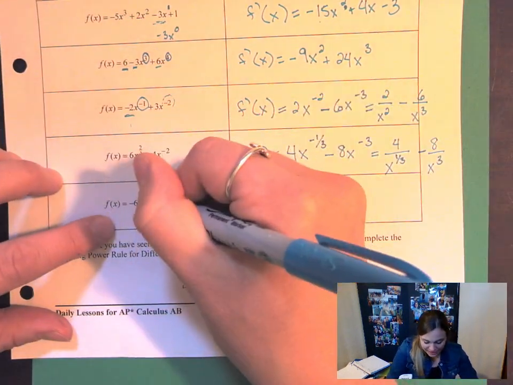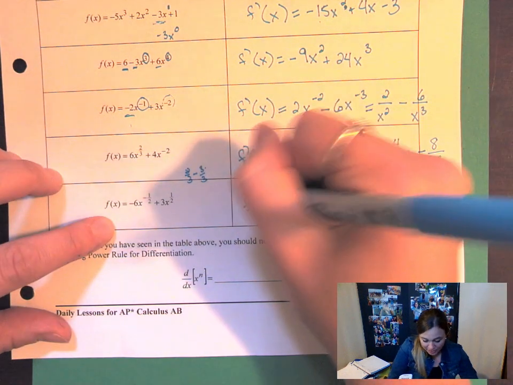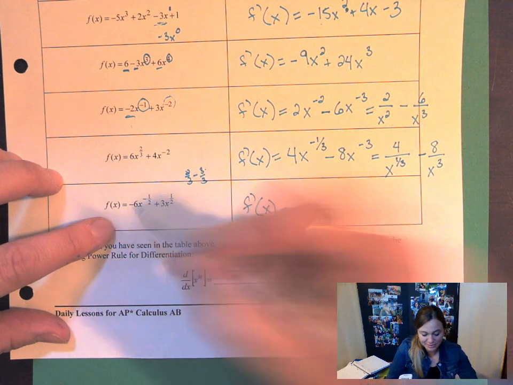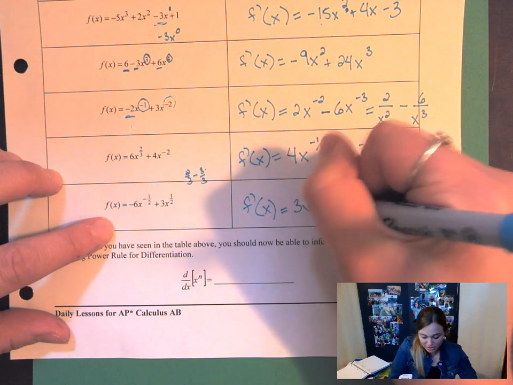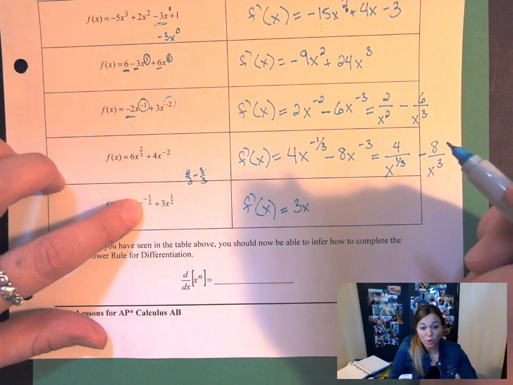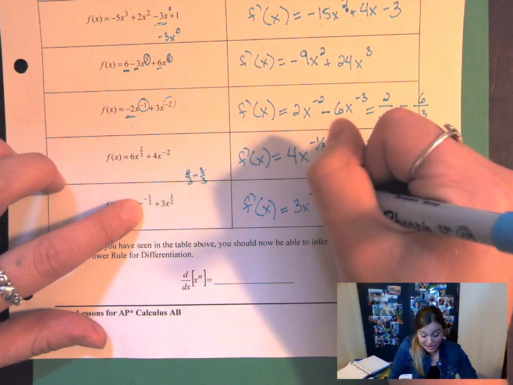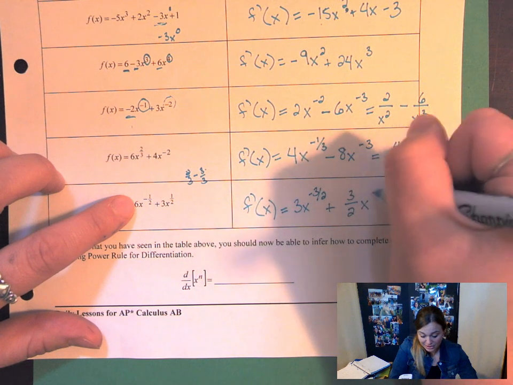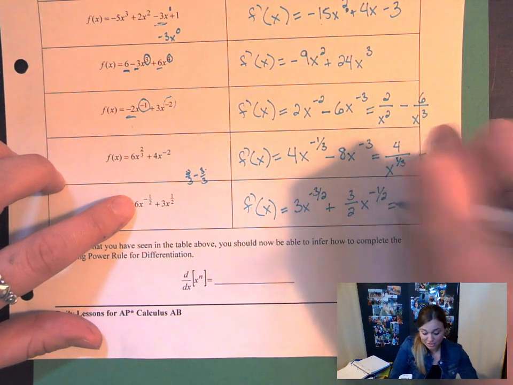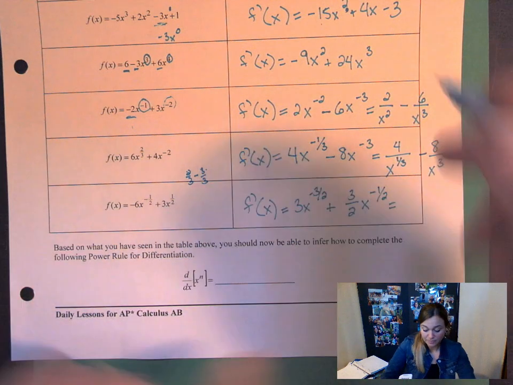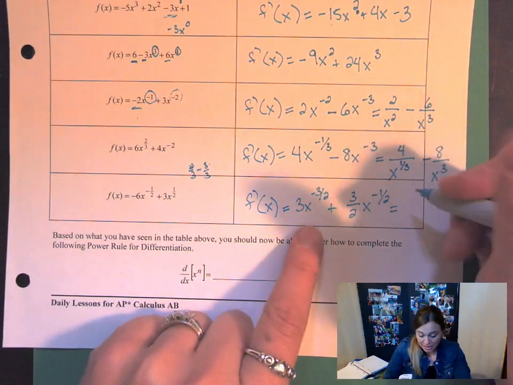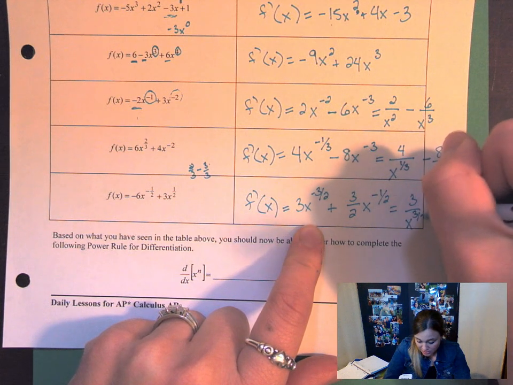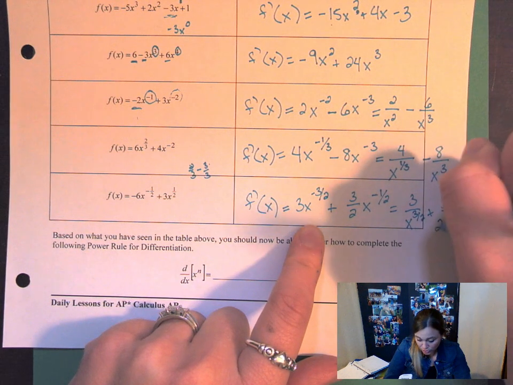Okay, this one, negative 1/2 times negative 6. And be careful, make sure you're labeling every time this is an f prime of x. Negative 1/2 times negative 6 would be positive 3. Negative 1/2 minus 1 is going to be negative 3/2. Plus 3 over 2x to the negative 1/2, because I took 3 times 1/2, and then I subtracted 1 from the exponent. So this is going to be 3 over x to the 3/2 plus 3 over 2x to the 1/2.